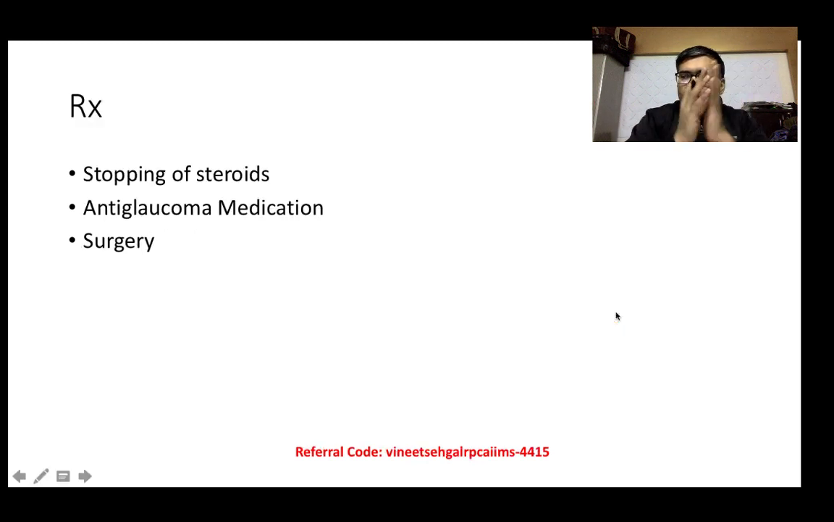Okay, so what is the treatment management? The first thing that we do is stop the steroids. If the patient has just got high IOP but no optic nerve defect, then just stopping the steroid can do the treatment. But if he has already got an optic nerve defect, then you have to start anti-glaucoma medications. And if the damage is so much that it is not controlled even by medication, then you have to go for surgery also. So these are the management options of steroid induced glaucoma. But first and foremost, stop the steroids.